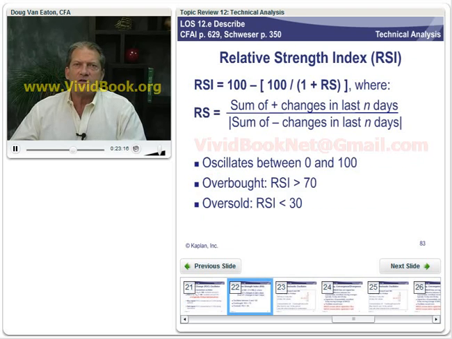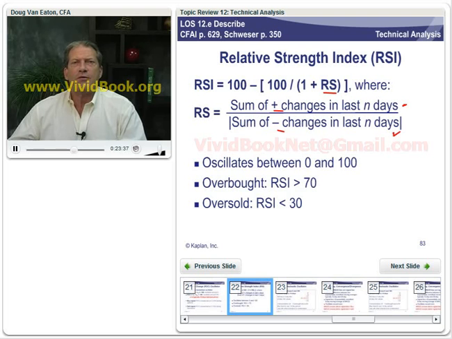We're going to take RS, which is the sum of all the positive changes in the last n days, over the sum of the negative, the price declines over the last n days. So we take 1 plus that ratio, divide it into 100, subtract it from 100.